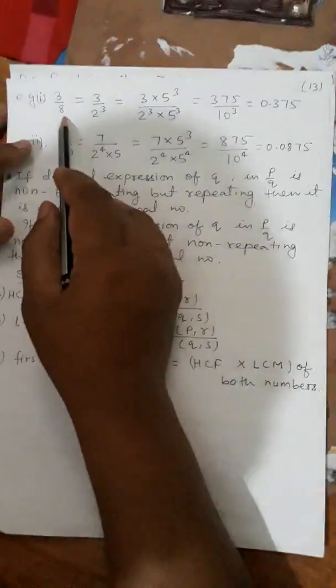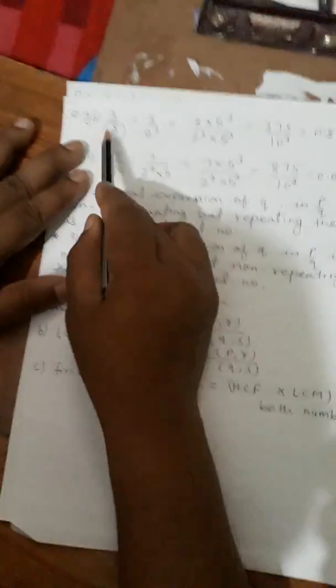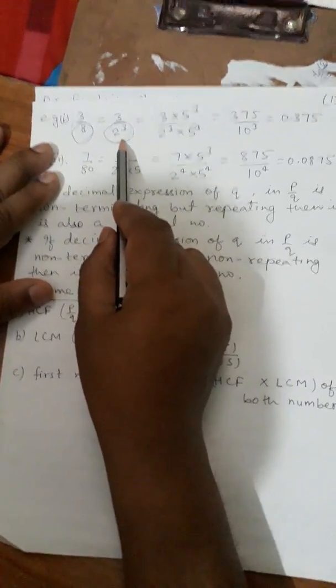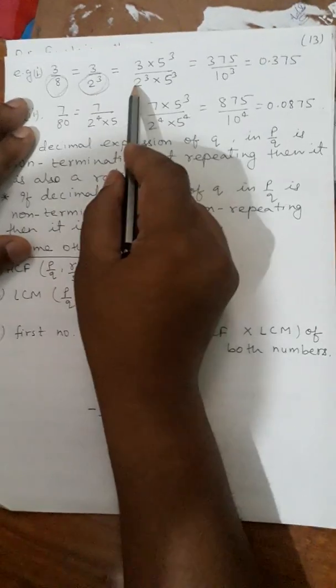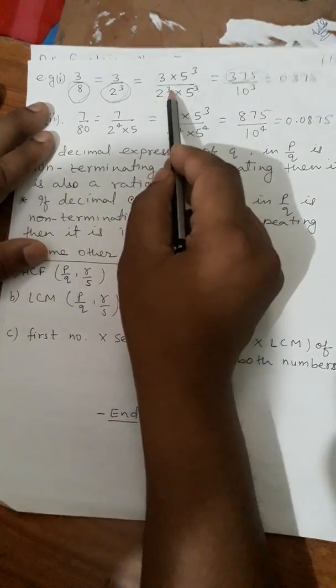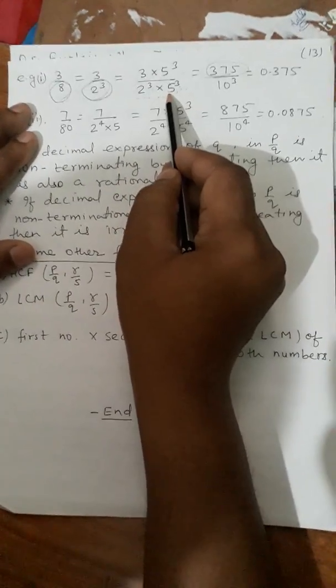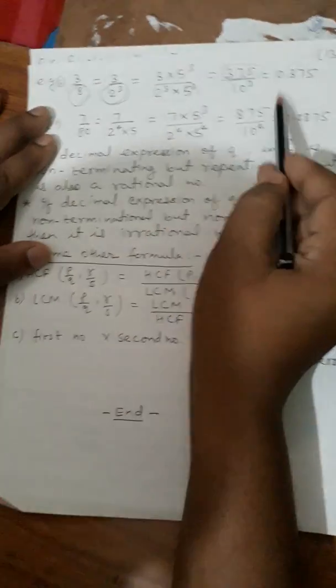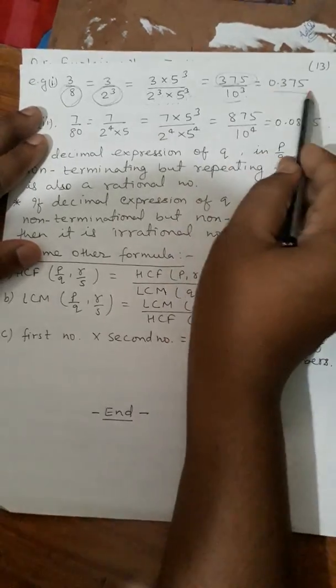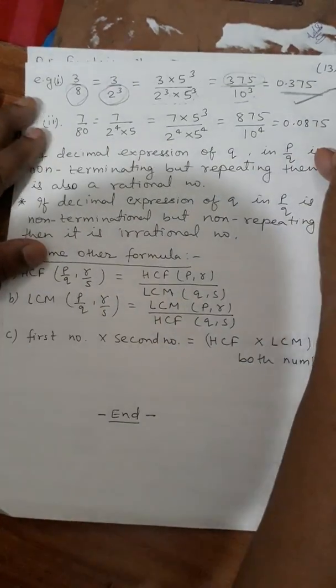Last page is there: 3 by 8. When we take the prime factors of 8, it is 2 cubed, so only 2 is there. If you want to show both 2 and 5, we can multiply 5 cubed up and down. So 5 cubed is 125, times 3 is 375. Below it is 2 cubed into 5 cubed, that means (2 into 5) cubed, the 10 cubed, which is 1000. 375 divided by 1000 is 0.375. It is terminating in decimal.